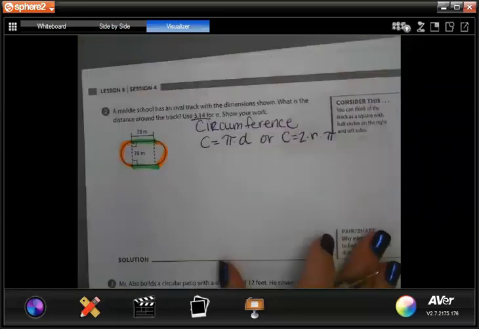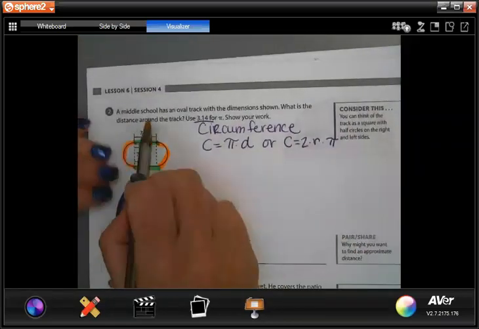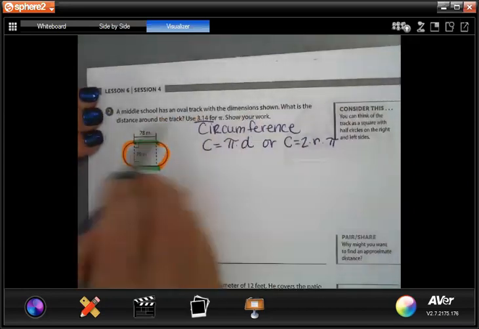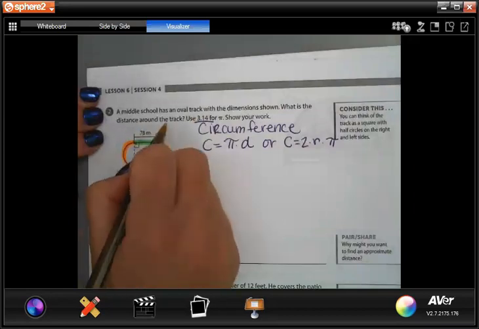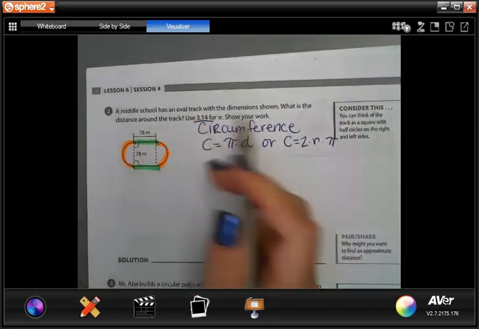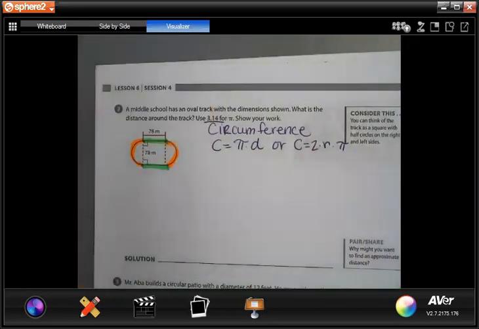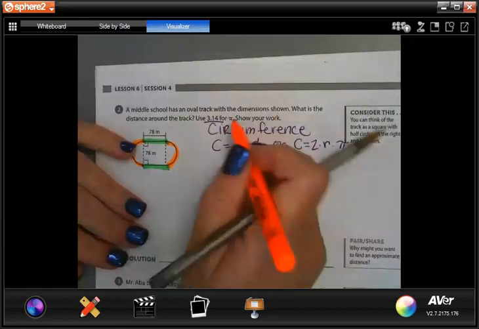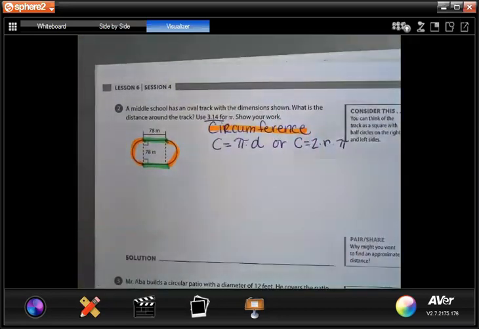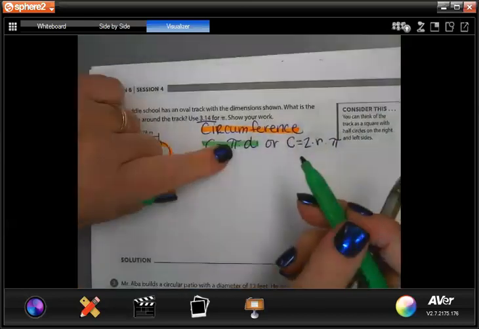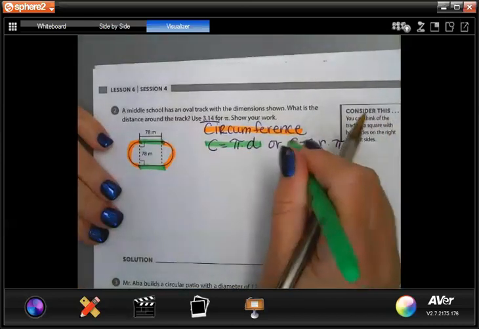Okay, so the next problem that we have is this. A middle school has an oval track with the dimensions shown. What is the distance around the track? Use 3.14 for pi. So I already read this problem, and you guys already told me that the distance around a track is called the circumference of a circle. The distance around a circle is circumference. So that means we're going to use either of these, where it's pi times diameter or 2 times radius times pi.